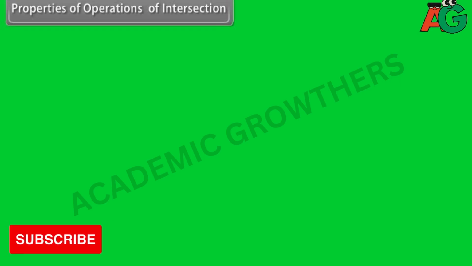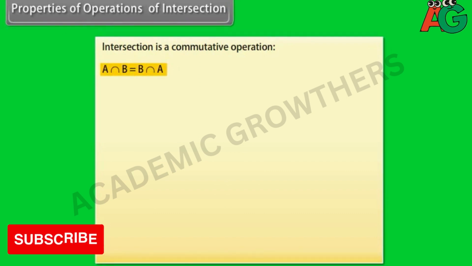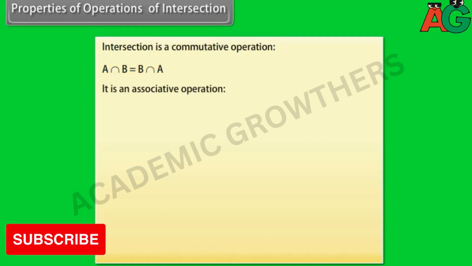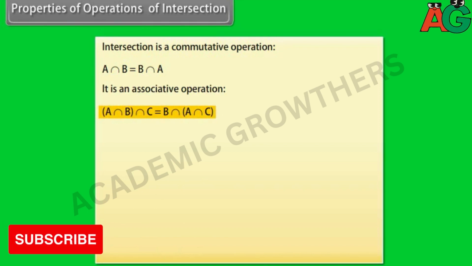Properties of operations of intersection. Intersection is a commutative operation: A intersection B is equal to B intersection A. It is an associative operation: A intersection B intersection C is equal to B intersection A intersection C.